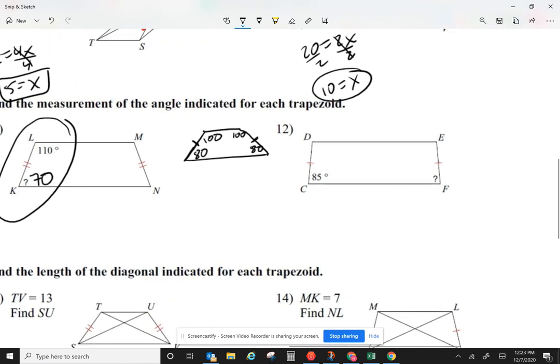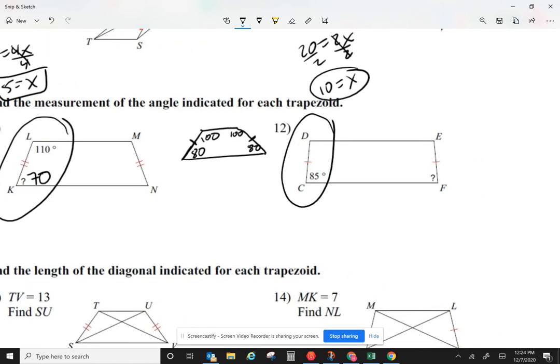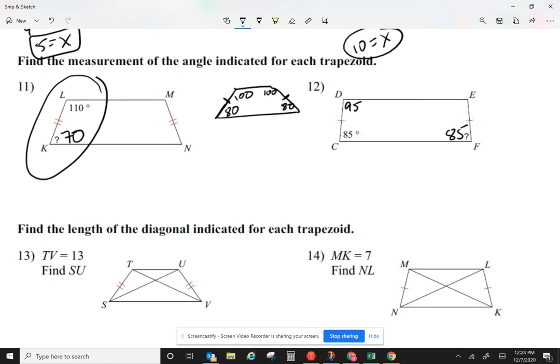Now let's take a look at question number 12. These two angles on the side must add up to 180. So this other angle here is 95, right? Because those two must add up to 180. Now the angle that I'm asking for, look at the corner F. Remember how I said the angles on one side repeat on the other side? This angle here must be 85. So be careful which angle I'm asking for.